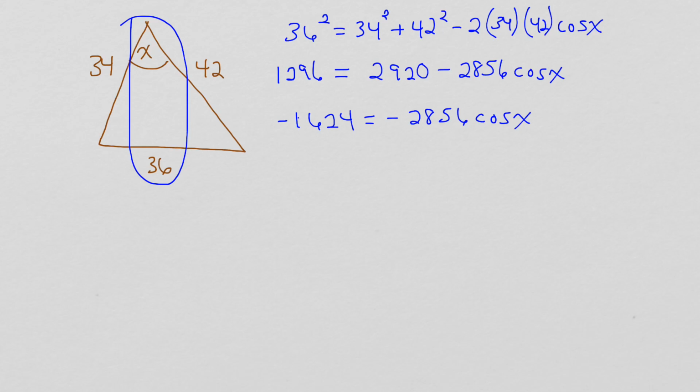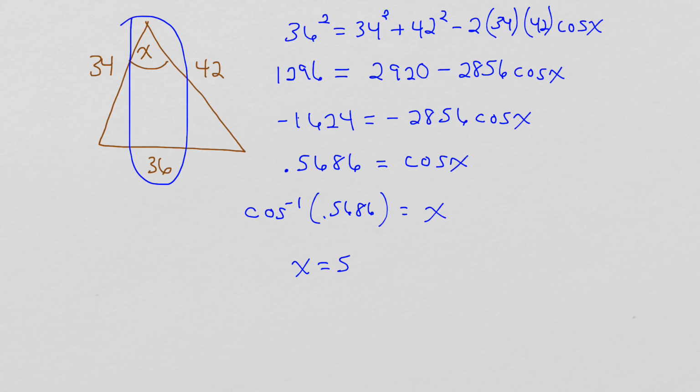And so now we divide by negative 2856, and we get 0.5686 equals cosine of x. And remember, to get x then, we're going to use the inverse cosine. And we get x equals 55.35 degrees. That's all.